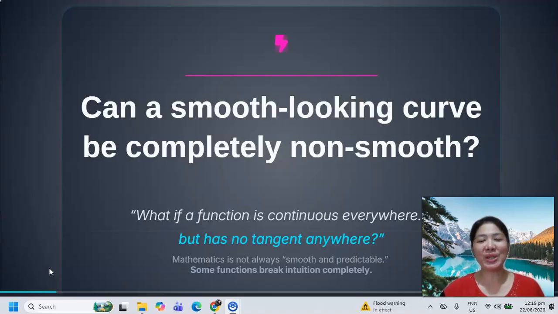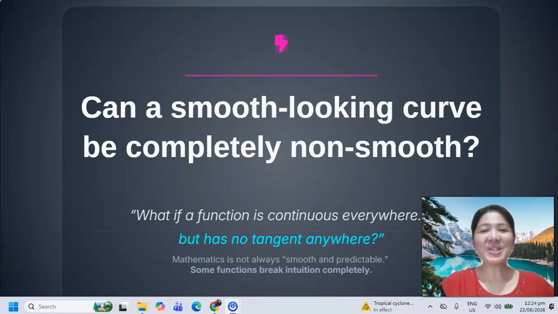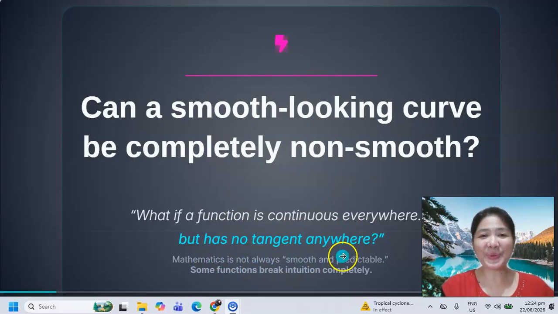In this episode, we're going to explore a stunning narrative from the history of mathematics. When we immerse ourselves in the historical timeline of mathematics, we notice something striking. Following the obvious intuition of the majority can often lead to a major breakdown in understanding. This inspires us to question the established conclusions and discourses. To consider this counterintuitive question: can a curve that is completely smooth actually be completely non-smooth? So what if a function is continuous everywhere but has no tangent anywhere?